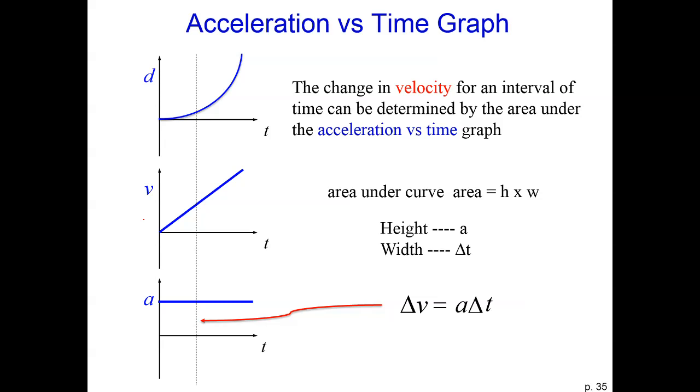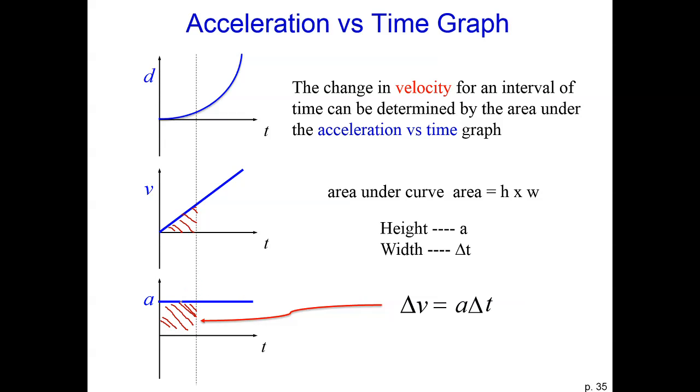Another thing I want to point out here is the area under the curve. We talked a bit about the area under the curve of the velocity graph. This is the change in position. Now if we look at the area under the curve in our acceleration graph, that is telling us the change in the velocity, right?